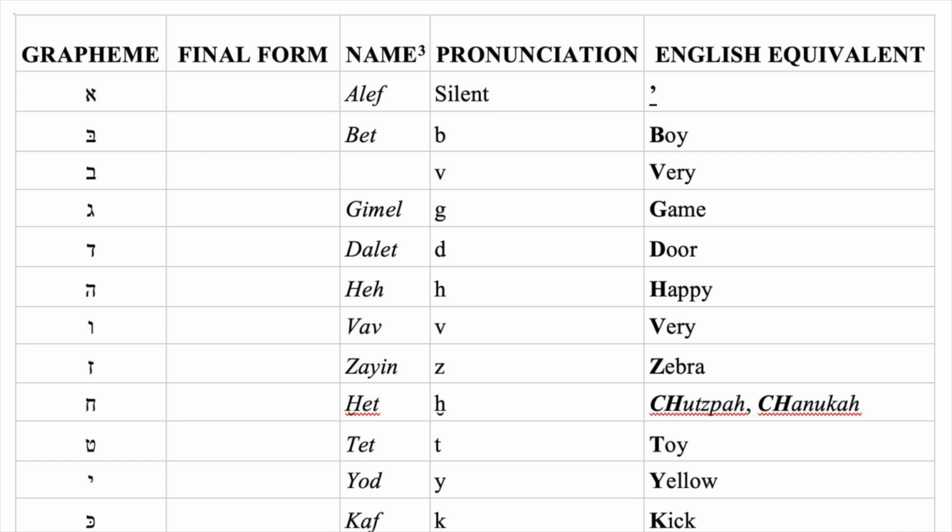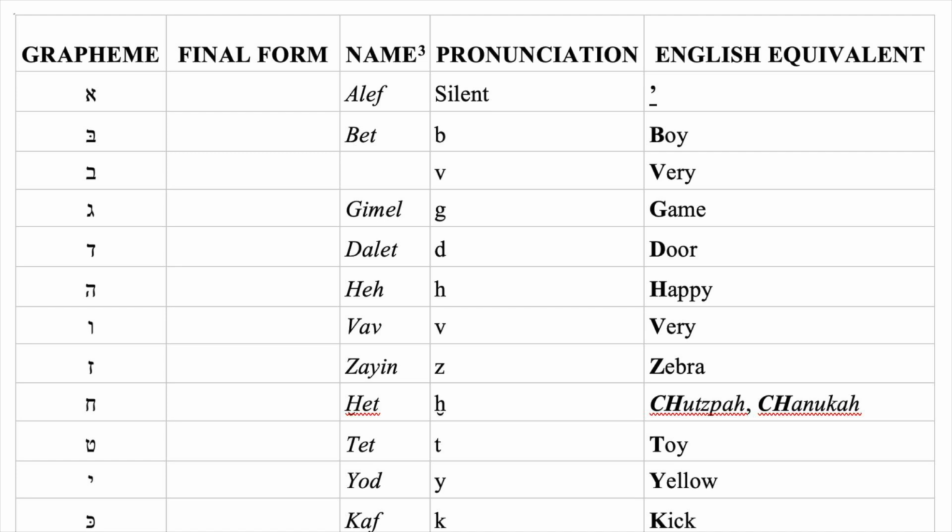All right, next we have Gimel. Gimel, which makes the G sound like in game. Then there's Dalet. Dalet, which makes the D sound as in door. He makes the H sound like in happy. Vav makes the V sound like in very. So yes, just like in English, so also in Hebrew, we sometimes have more than one letter making the same sound.